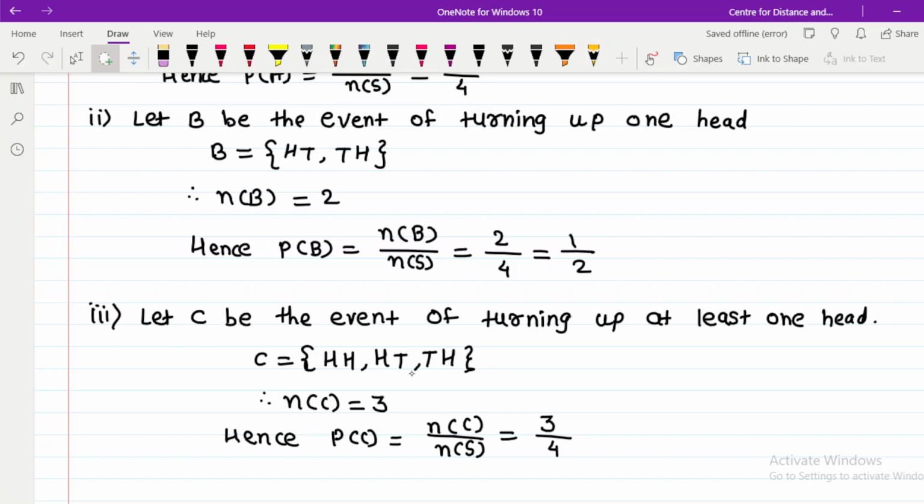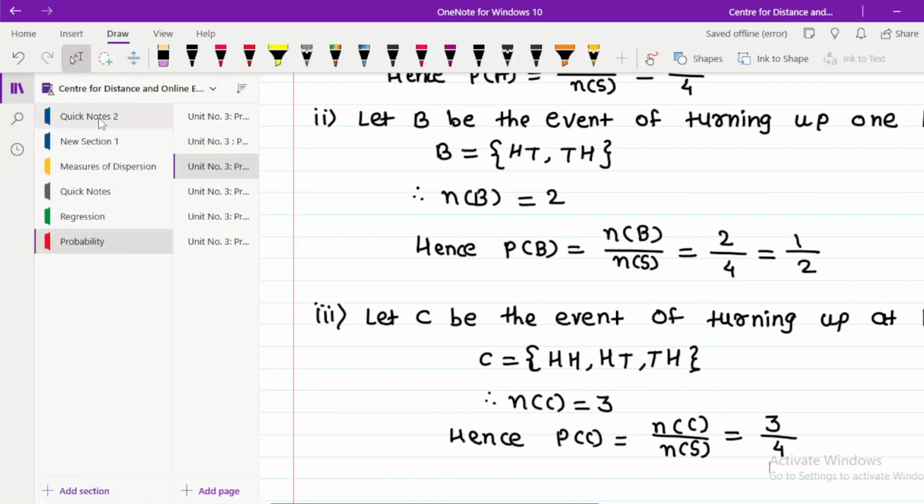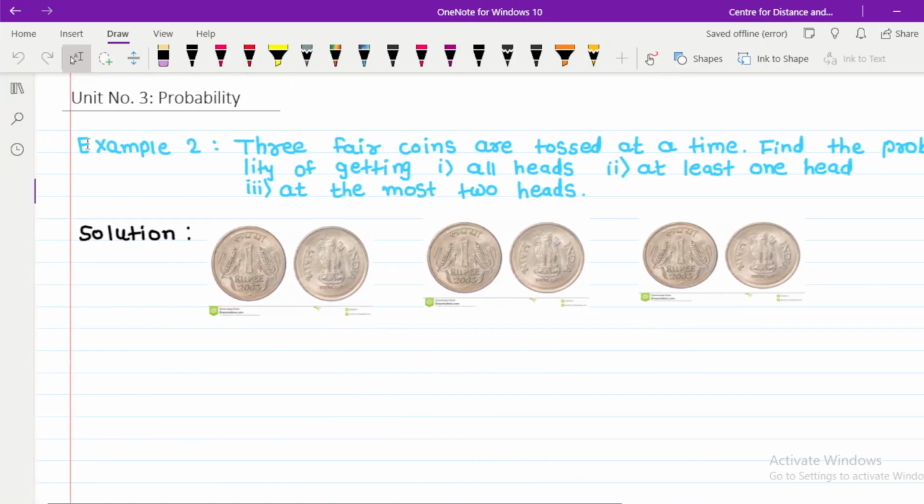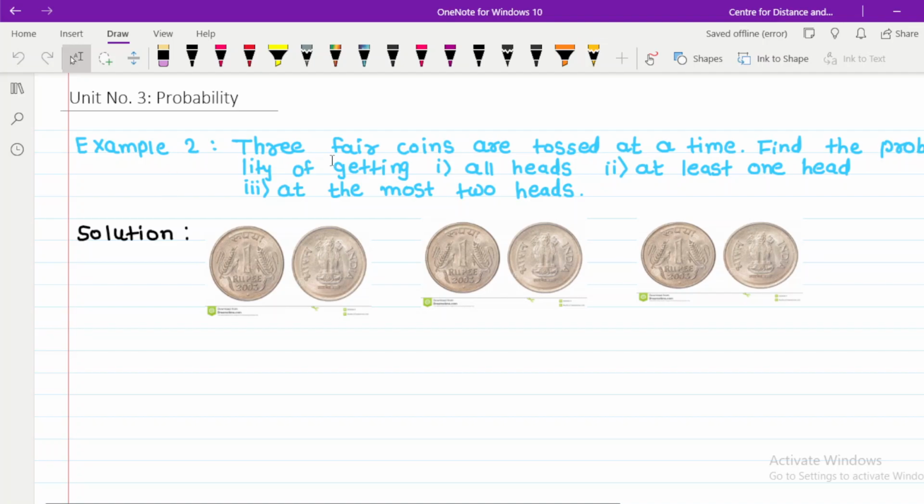Therefore, the probability of the event of turning up at least one head is 3 by 4. Then we see the next example. 3 fair coins are tossed at a time. Find the probability of getting first all heads, second at least one head, third at the most two heads. Okay, for the solution, here 3 fair coins are tossed at a time.